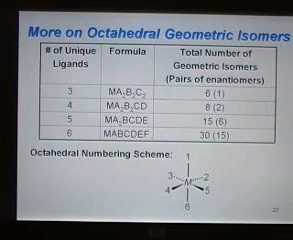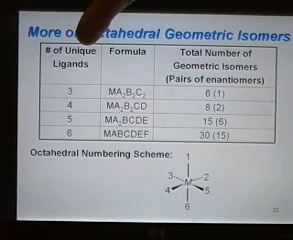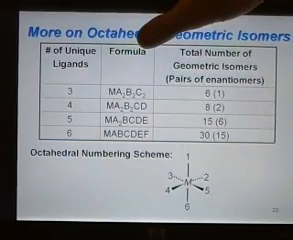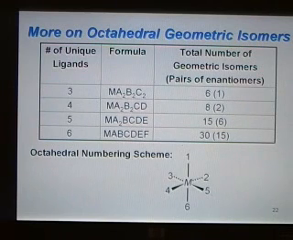Just a little bit more on geometric isomers. What this table shows is the following. It looks at the number of unique ligands bound to a metal cation in an octahedral geometry and gives you the general formula. So D, E, and F are all just monodentate ligands that can bond to the central metal cation. And in this last column we talk about the total number of geometric isomers and include, in parentheses, the number of pairs of isomers that are enantiomers.